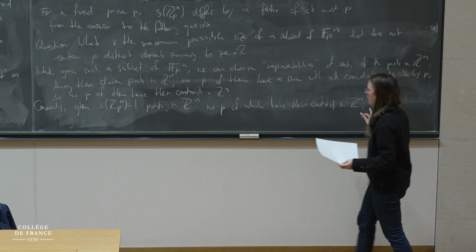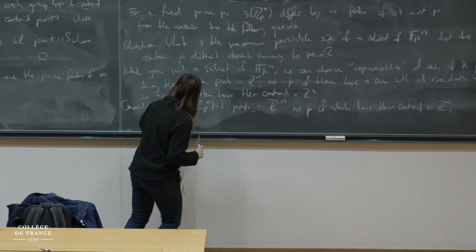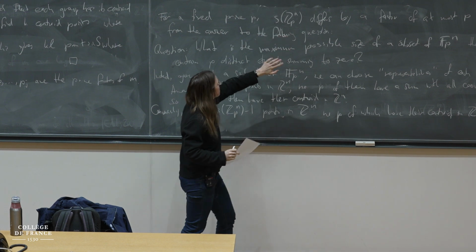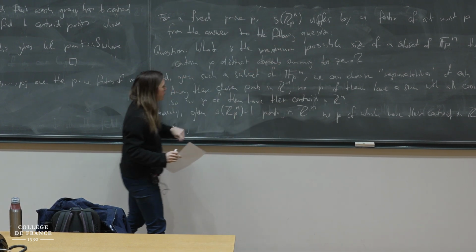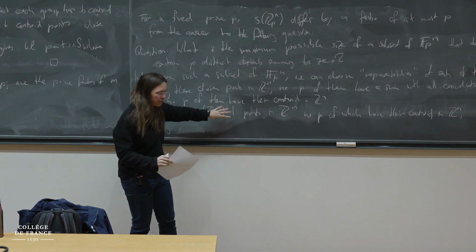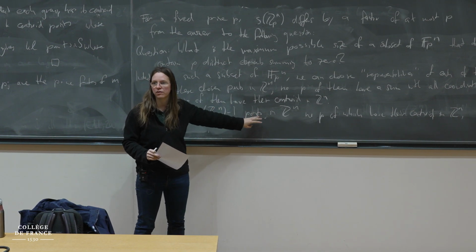Just as a remark, this was defined as the smallest possible integer so that we can always find p points whose centroid is in Z to the n. So that means by definition that if we take one point less, there is a construction where that's not possible.